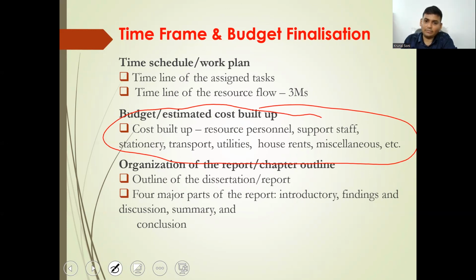Then organization of the report, the chapter outline, right? So the outline for the dissertation and 4 major parts of the report, that is introductory, findings, discussion, summary and conclusion, right? So these are the 4 parameters which you need to clearly discuss in the research proposal.